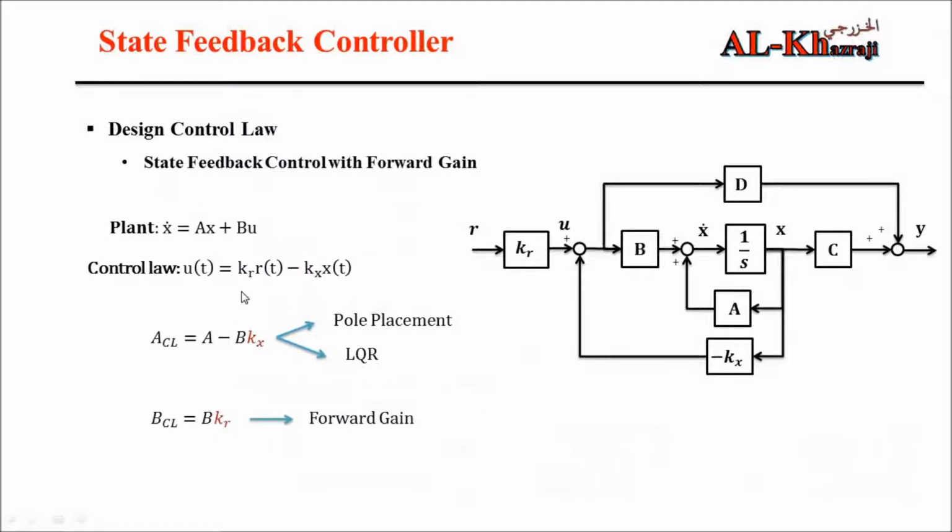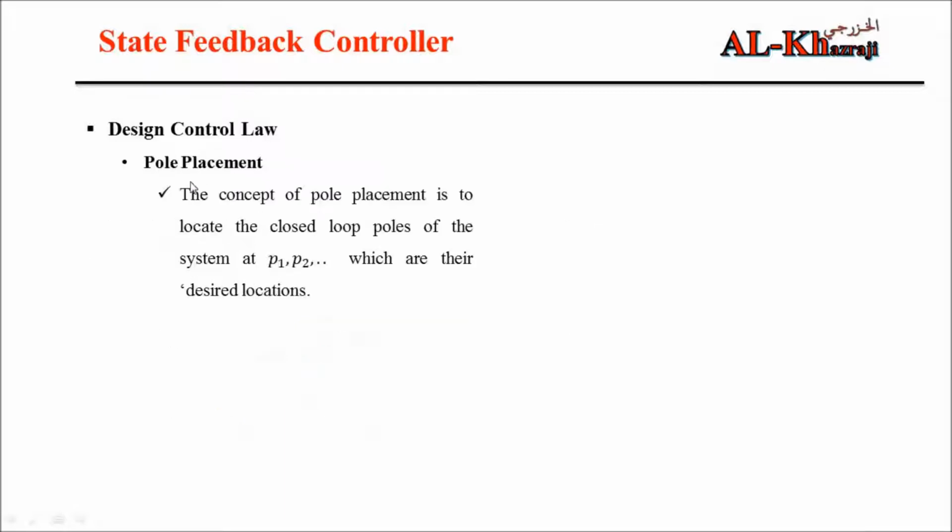So now, if we go back to the dynamics of the system and the control law, to design Kx, how to find the value of Kx, we said there are two techniques, pole placement and LQR. And to design KR, we will use the formula. Now let's start with the pole placement technique.